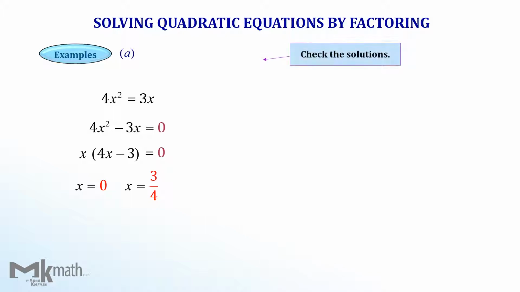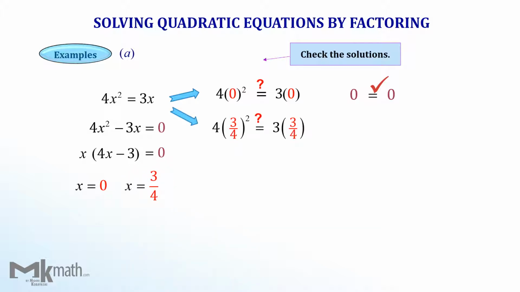Let's check the solutions just in case. First, substitute one solution 0 into the original equation to see if the left side and the right side are equal. We have 0 on both sides. Next, substitute the other solution 3/4 into the original equation again. This time we have 9/4 each side, which tells us both solutions satisfy the equation.